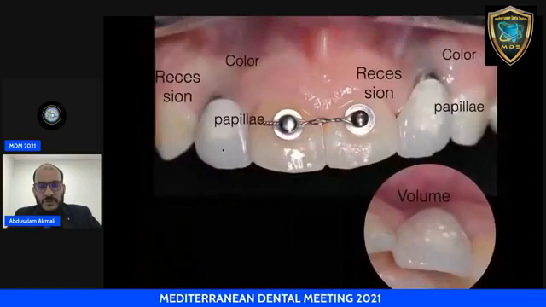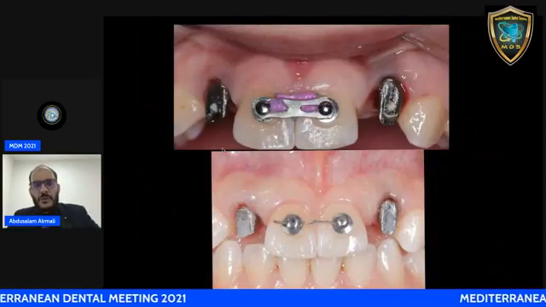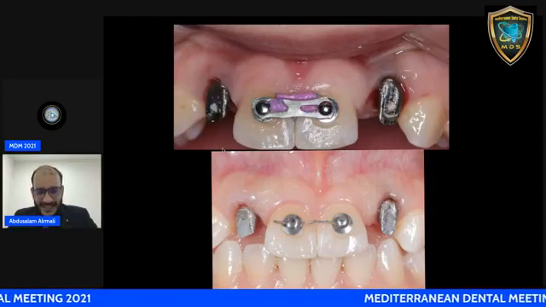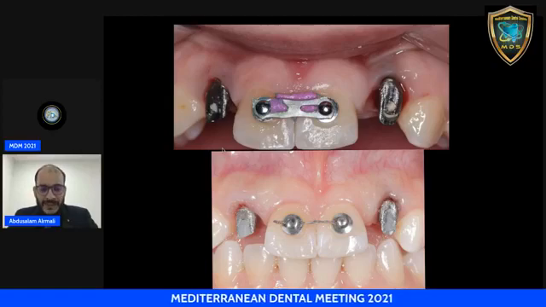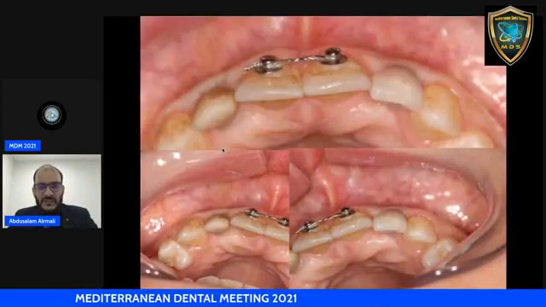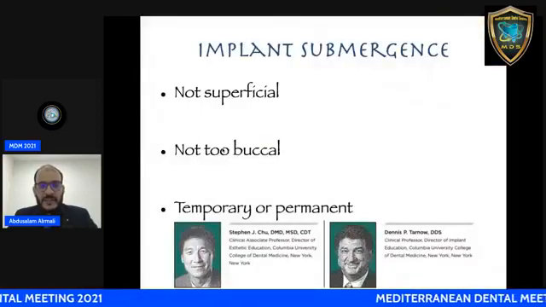He delivered also the 2 temporary crowns after soft tissue improvement. As we can see, I'm placing the soft tissue graft over the two implants, mesial and distal, and he delivered the final crowns, and this is the post-operative occlusal view.